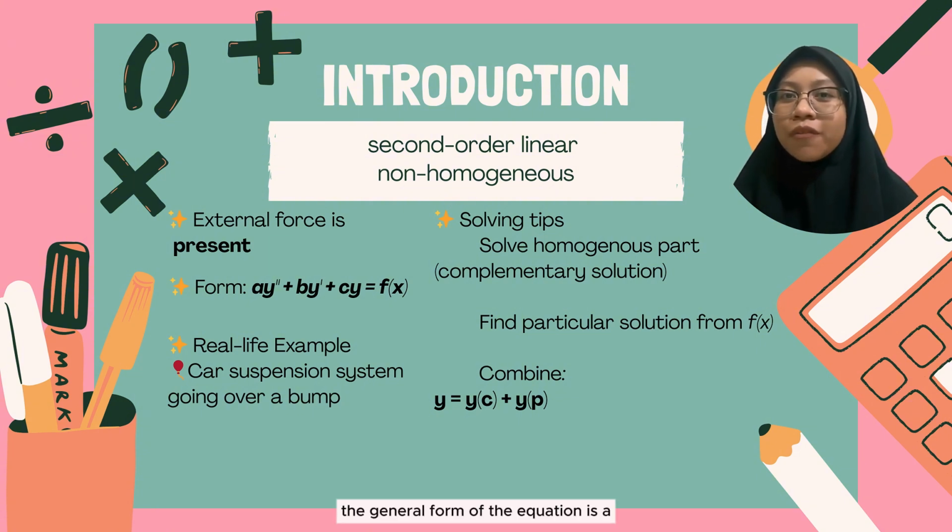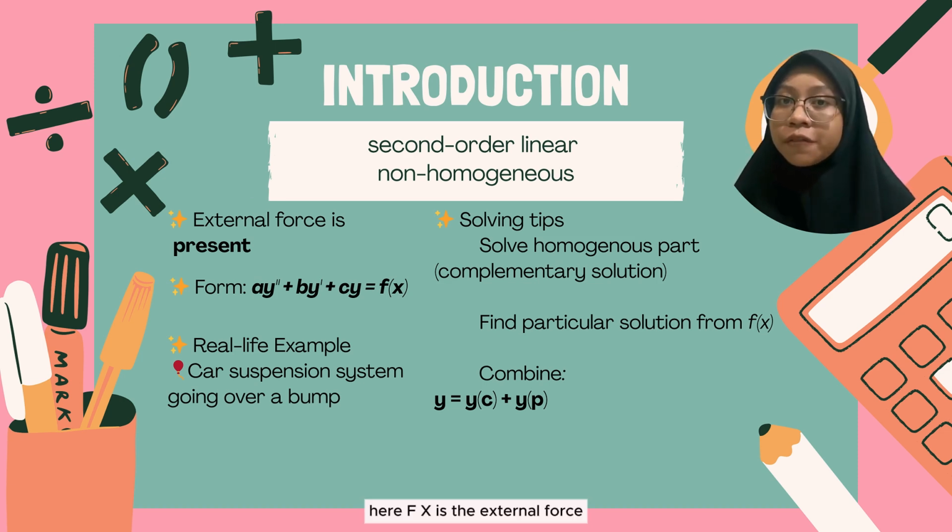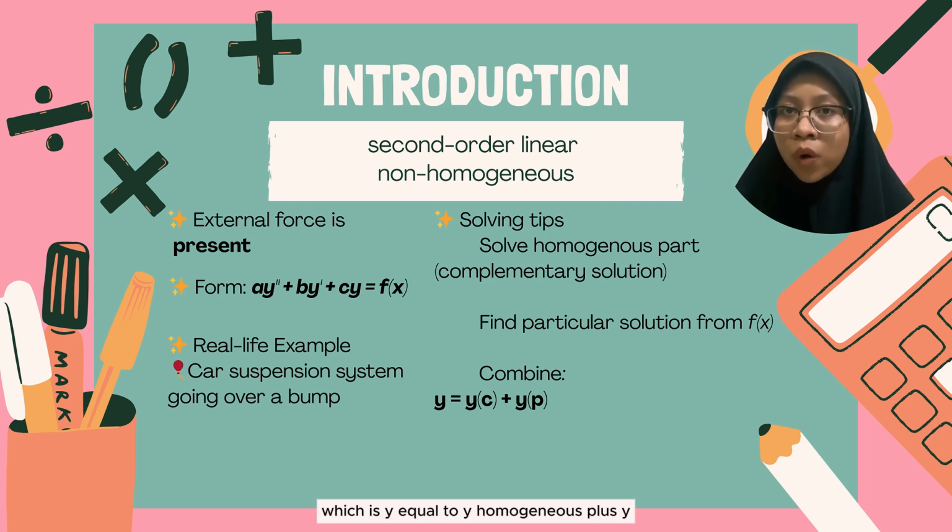The general form of the equation is ay double prime plus by prime plus cy equal to f(x). Here, f(x) is the external force, like the bump or pothole on the road. Steps to solve. First, solve the homogeneous part as before to get the complementary solution. Next, find a particular solution that fits the external force. And third, combine both to get the full answer, which is y equal to y homogeneous plus y particular.